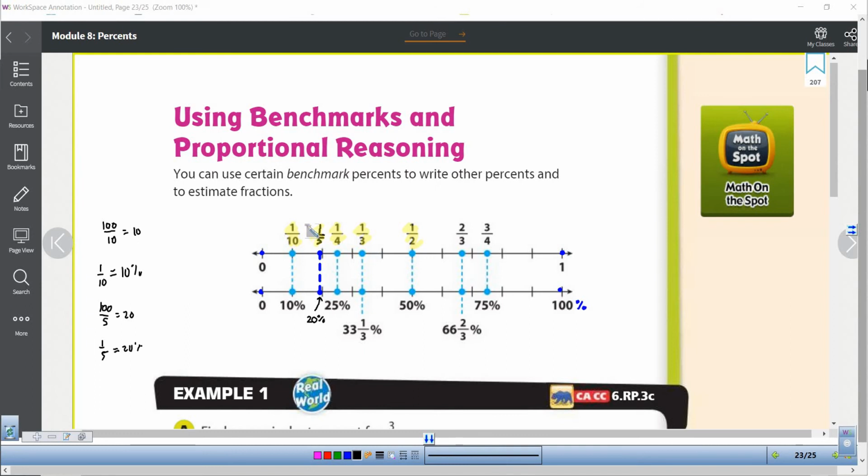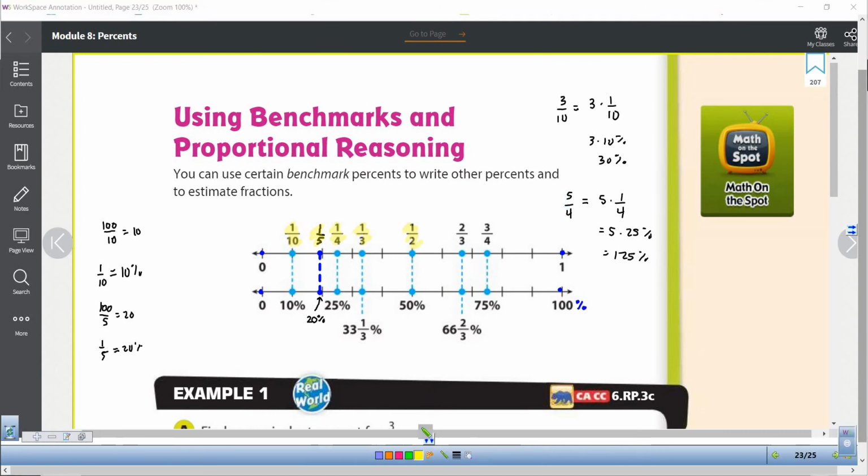For example, if you know 1/10 is 10%, then if I said what is 3/10, well, 3/10 is simply 3 times 1/10. So that's 3 times 10%. So 3/10 would be 30%. And if you know that 1/4 is 25%, if I said what is 5/4, well, 5/4 would be 5 times 1/4. So you would do 5 times 25, and you would get 125%. So yes, it is possible to have over 100% because 5/4 is bigger than 1.